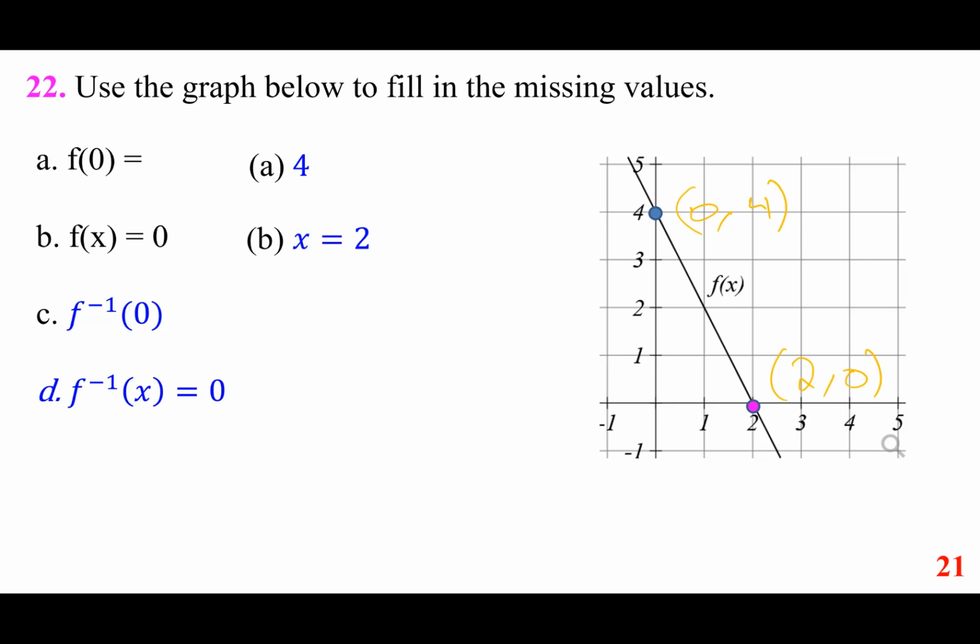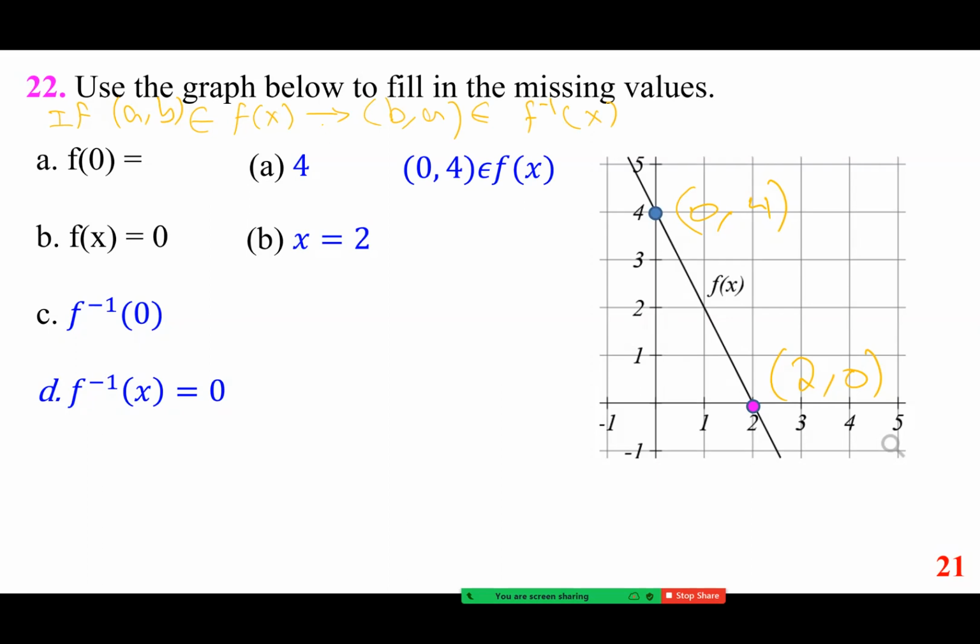When I look at part C and I go with the inverse, I want to understand the concept of an inverse. So I'm going to remind you that if A and B, and here's the notation, an element of, I've discussed that before, is an element of f of x, that means it belongs, so this pair belongs to the function f of x, then B comma A belongs to, it's an element of its inverse. So for example, right now, we can see that 0, 4 right from here belongs to the function f of x.